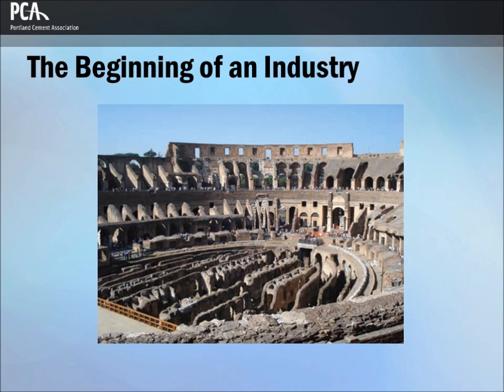The terms concrete and pozzolan come from ancient Roman roots. Concrete is derived from the Latin word concretus, meaning grown together or compounded. The term pozzolan comes from a volcanic ash mined at the village of Pozzuoli in Italy. The Colosseum in Rome, completed in 80 AD, was constructed of concrete. Much of it still stands today.